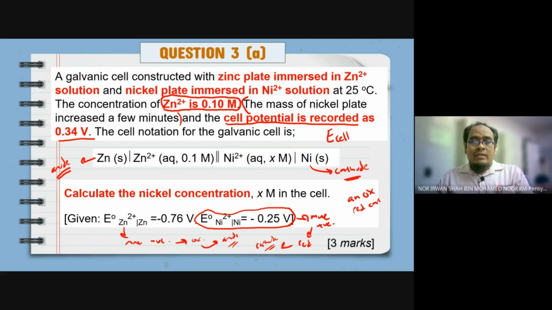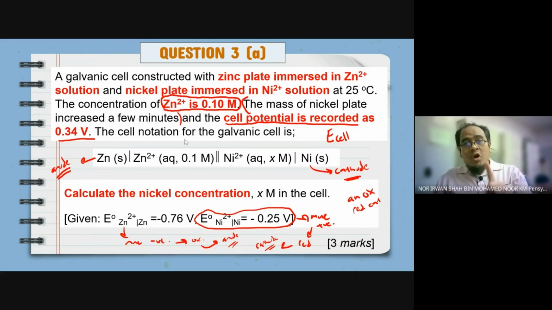Ataupun dalam kes ini kita menggunakan nickel plate. Jadi nickel plate itu akan disadur dengan a layer of nickel yang datang daripada nickel 2+ yang berlakunya reduction guys. Nampak tak? Sebab itu dia punya mass akan bertambah. Makin lama makin berat, makin lama makin berat.